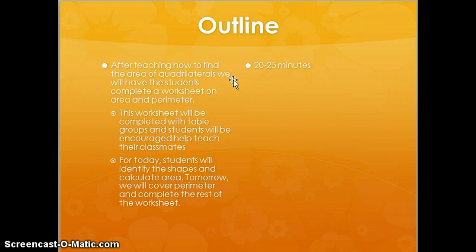After teaching the students how to find the area, we would have them complete a worksheet on perimeter and area, and this whole process would probably take about 20 to 25 minutes. The worksheet will be completed in table groups to help them with discussions and learning how to work better together. Today students will identify the shapes and calculate area, and tomorrow we'll have perimeter and complete the rest of the worksheet. We'd wait until both lessons are taught so that they coincide with one another for the homework.